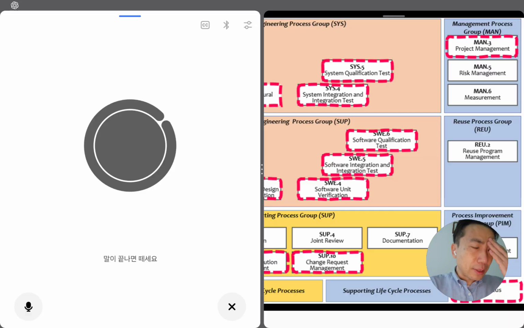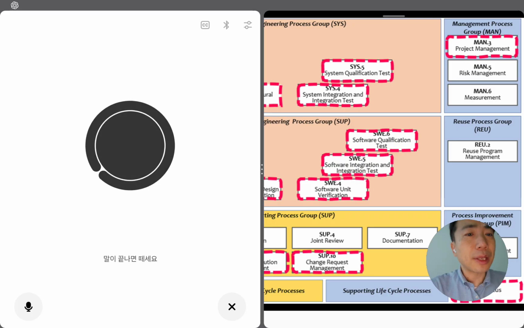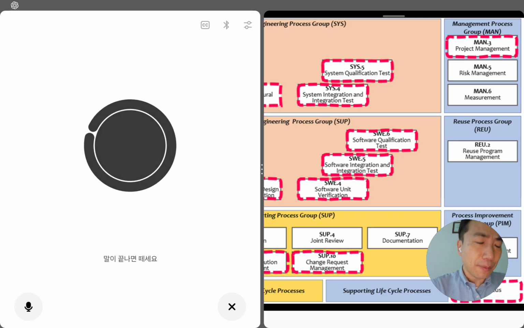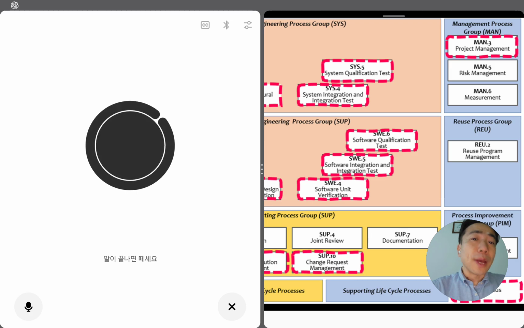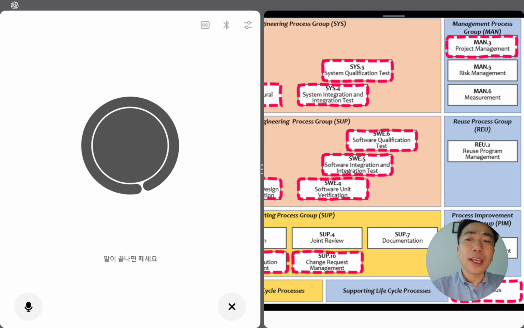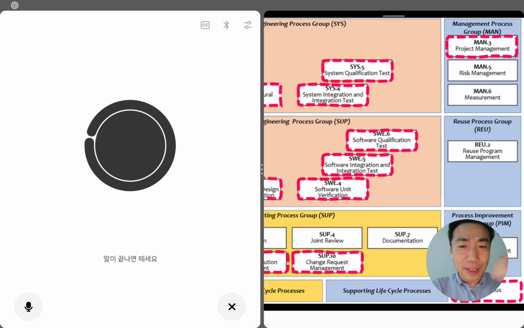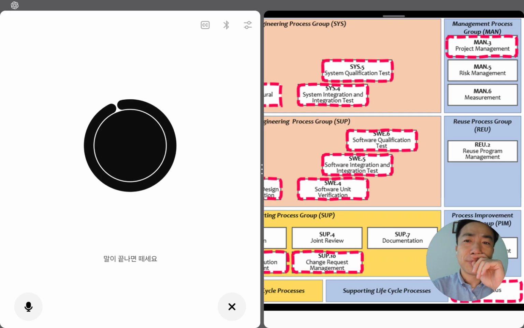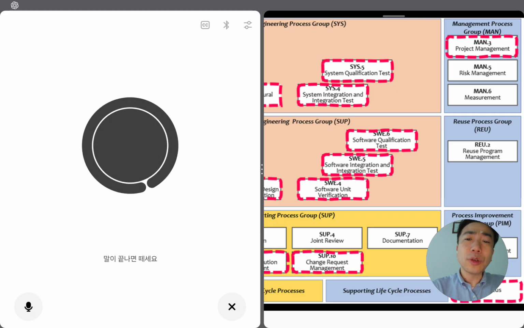Oh my God, GPT. That's very difficult. I mean, this ASPICE process is very, very difficult for me when I have to understand it in English. Okay, let's make it easier step by step.